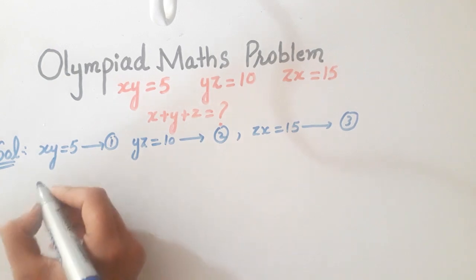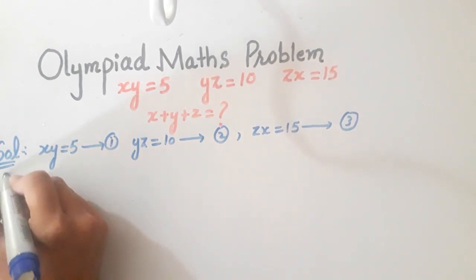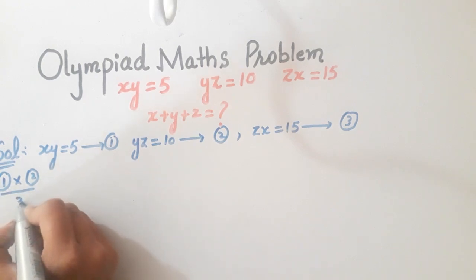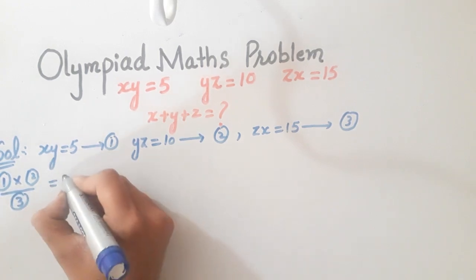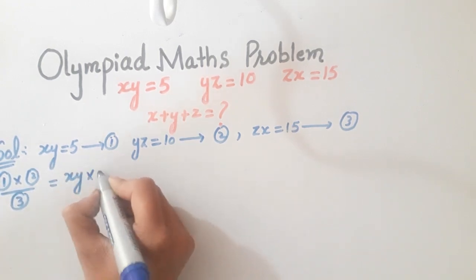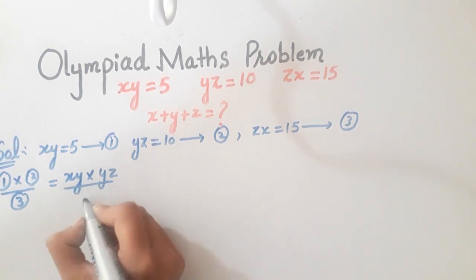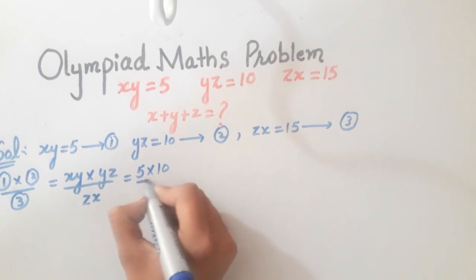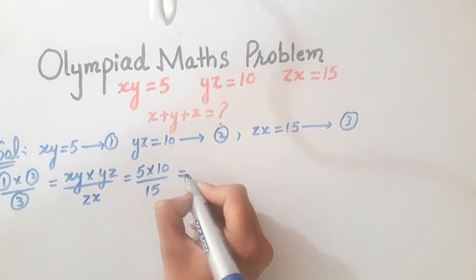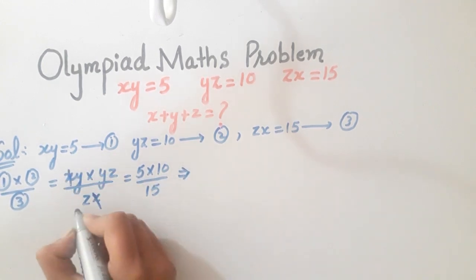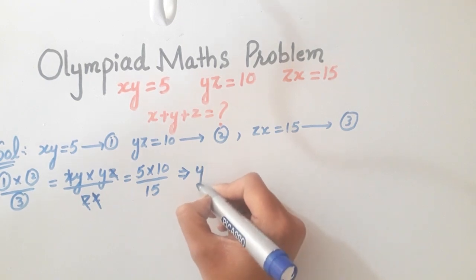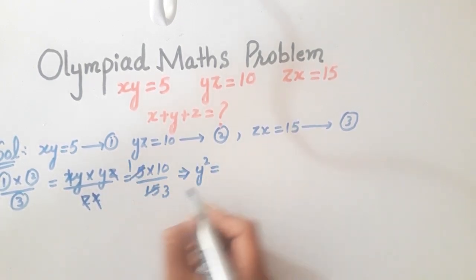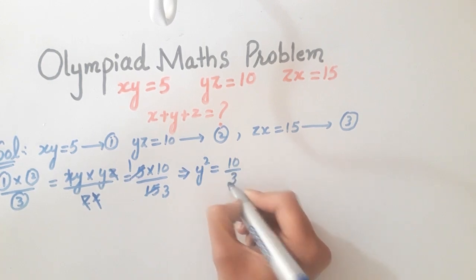Now we will multiply 1 and 2 and divide by 3. So what will happen? xy is multiplied by yz and divided by zx. That means 5 multiplied by 10 divided by 15, which implies x and x are cancelled out, z and z are cancelled out. y square equals 5 ones are 5, 5 threes are 15, 10 by 3.